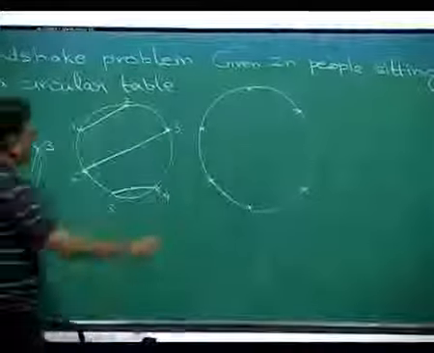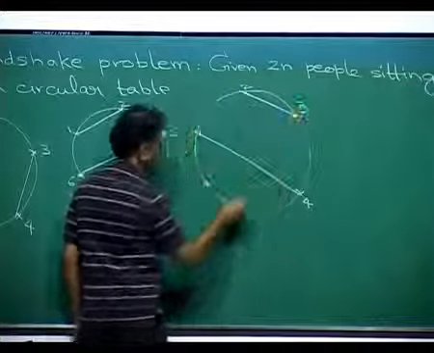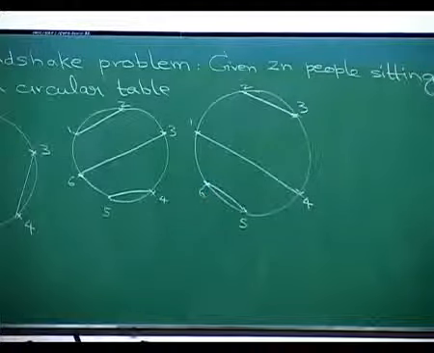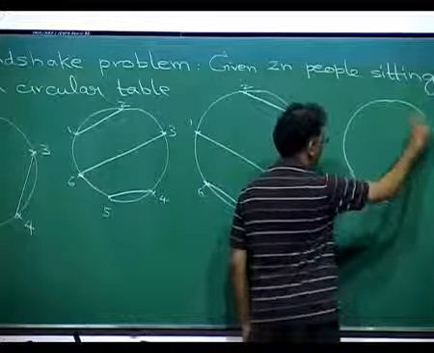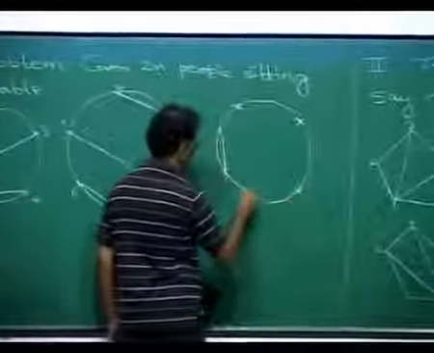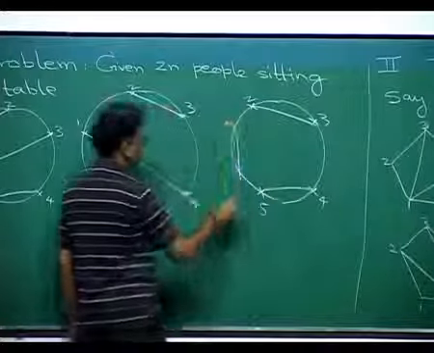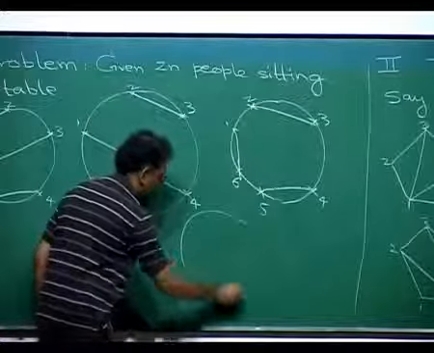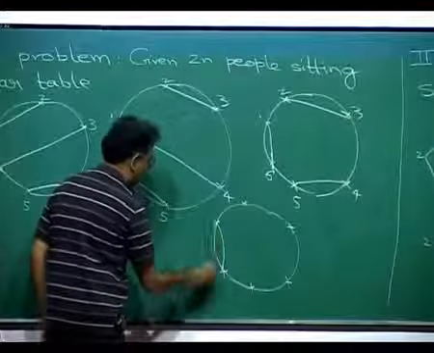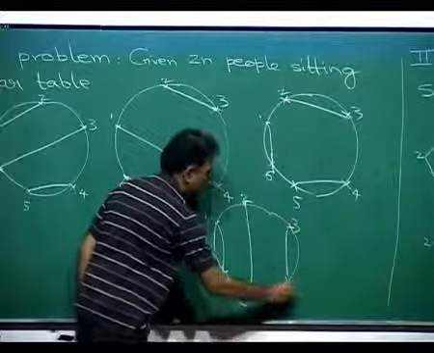Or then maybe 1 shakes hand with 4, 2 with 3, 5 with 6, or maybe 1 with 6, 2 with 3, and 4 with 5. Or finally 1 with 6, 2 with 5, and 3 with 4.